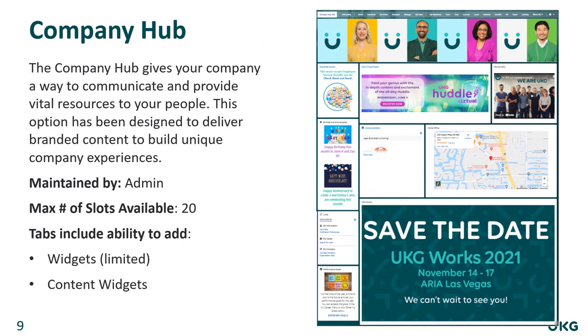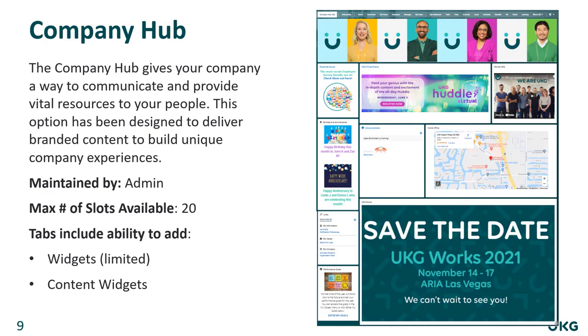Next, the Company Hub is there to give your organization a way to communicate and provide vital resources to your people using the branded content that is unique to your organization's experiences. There are a few functions that make this tab different than the others. The first is that it is strictly maintained by an admin and the end user cannot edit or make changes. The Company Hub also allows you to add up to 20 different widgets, giving you a little more wiggle room to be able to provide that branded content.